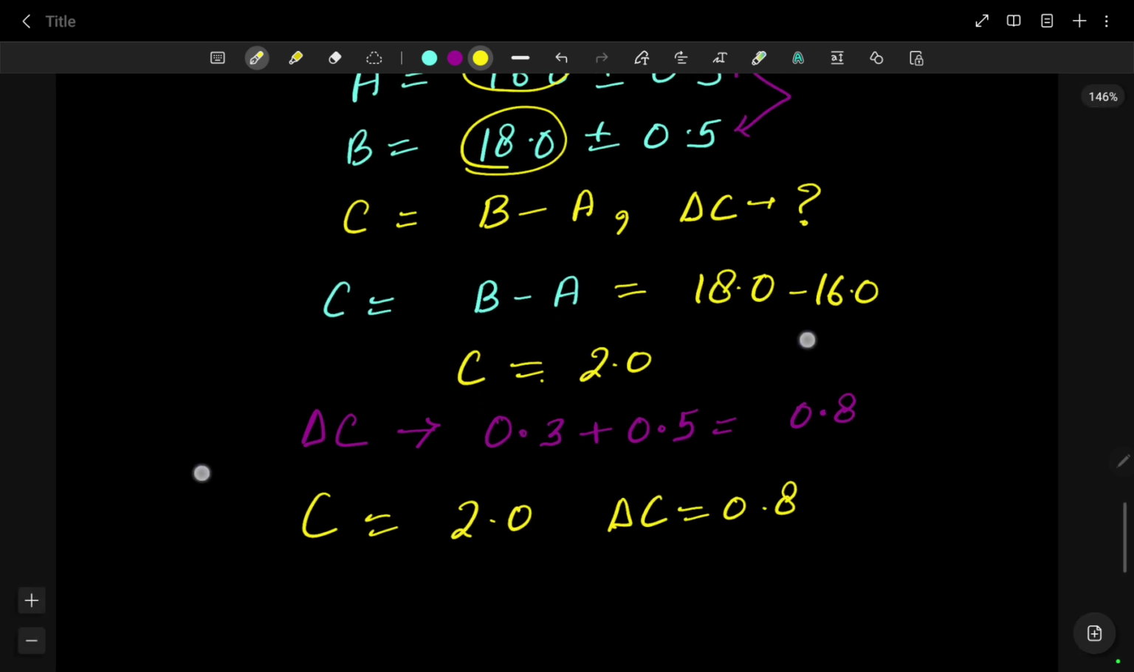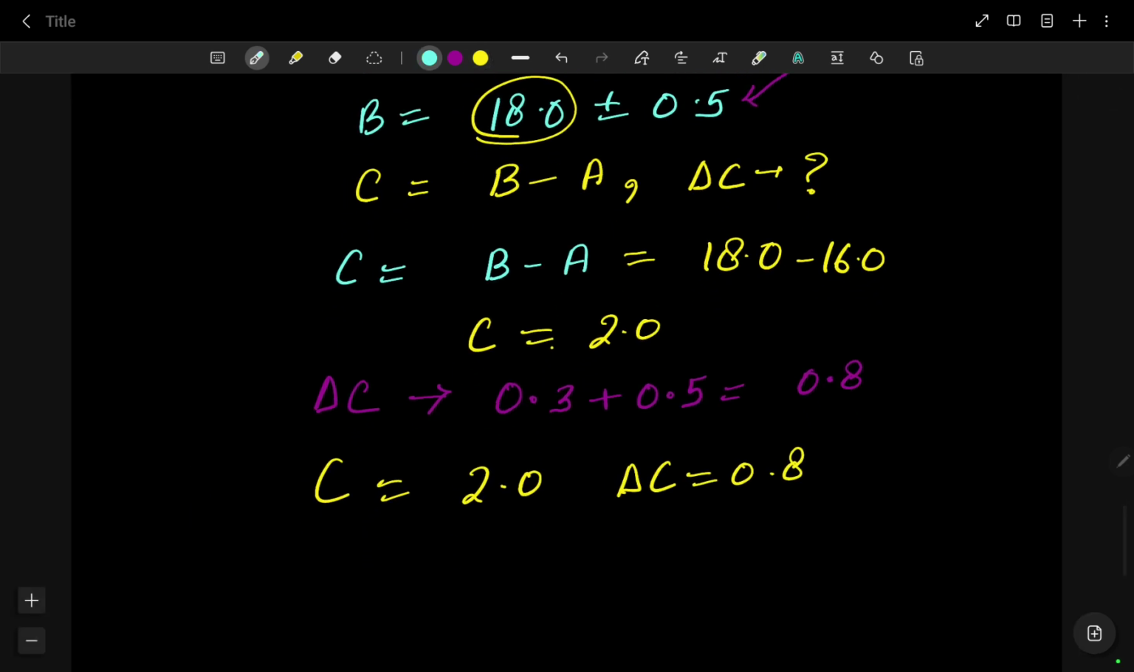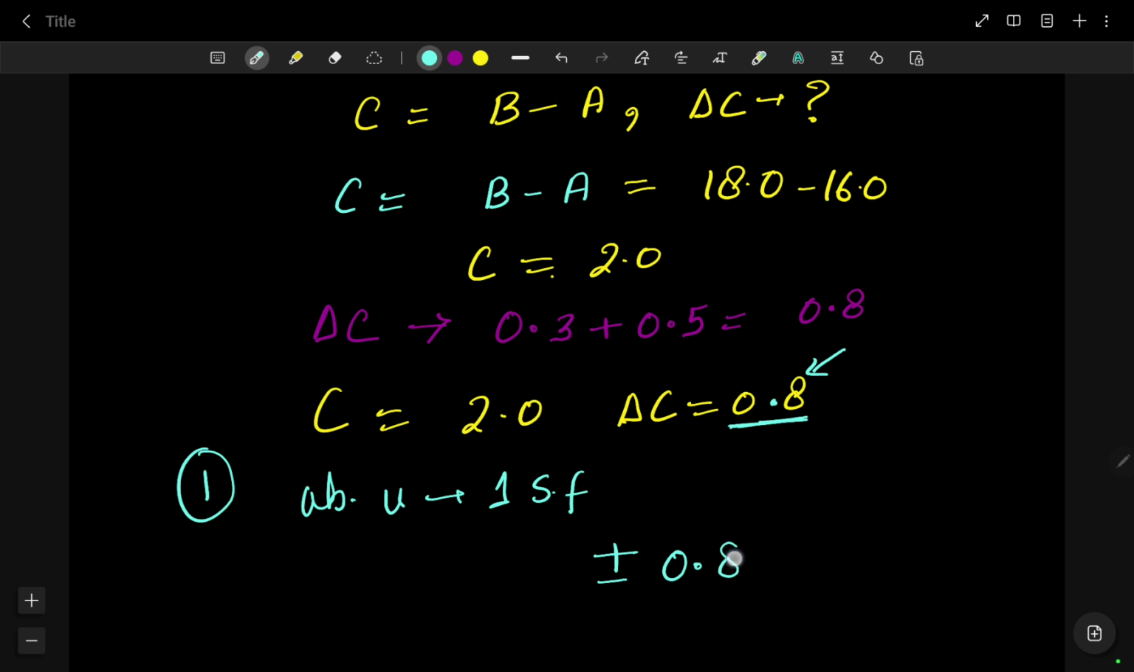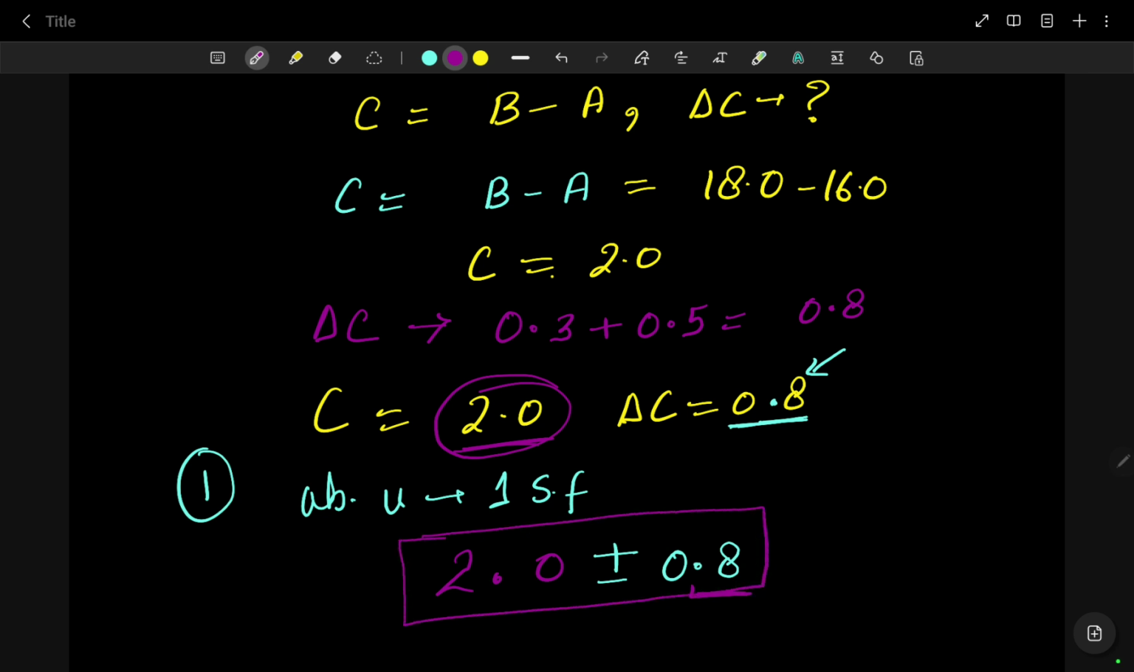Now how do I write it with the correct number of significant figures, matching the precision? What is the first rule? Round your absolute uncertainty to one significant figure. I already have only one significant figure in the absolute uncertainty, so I don't have to change that. I can simply write plus minus 0.8. The second thing is I have to match the precision with the main value, which means I have to look at the number of decimal places. I have one decimal place here, so my main value should also come with one decimal place. My final answer will be 2.0 plus minus 0.8, and here you never lose marks.